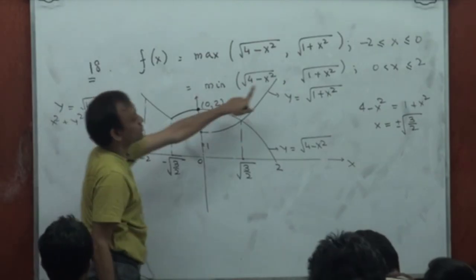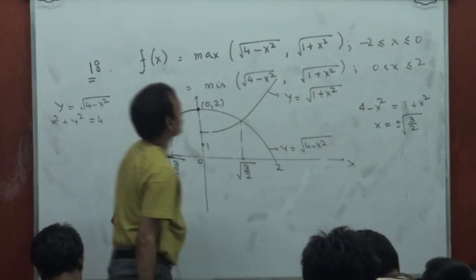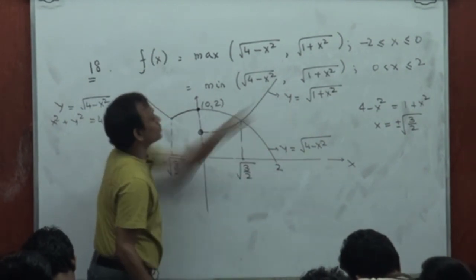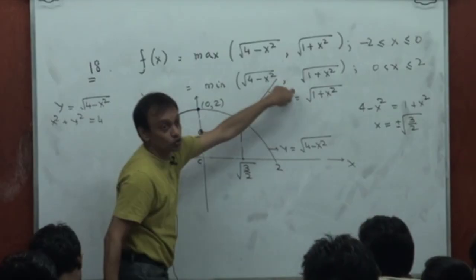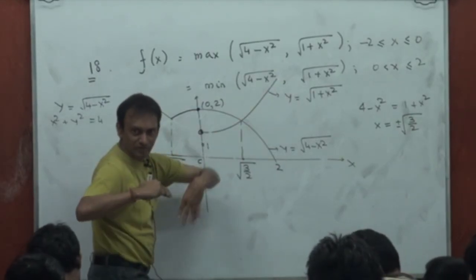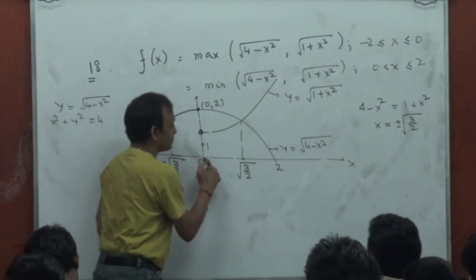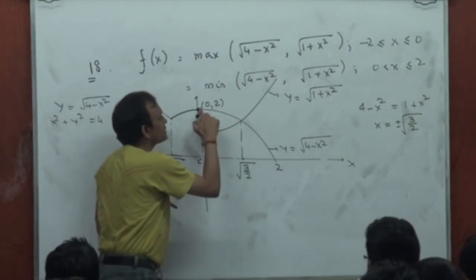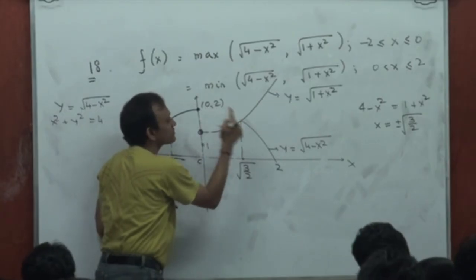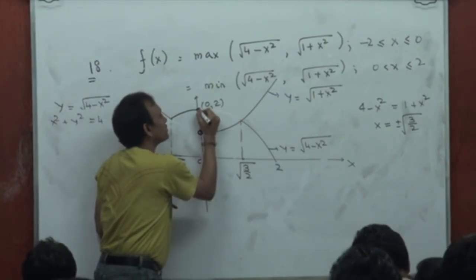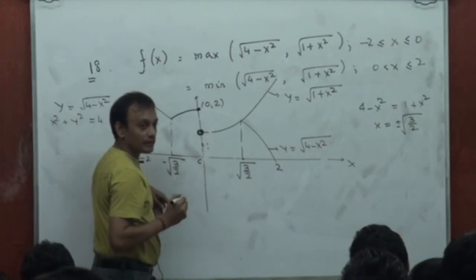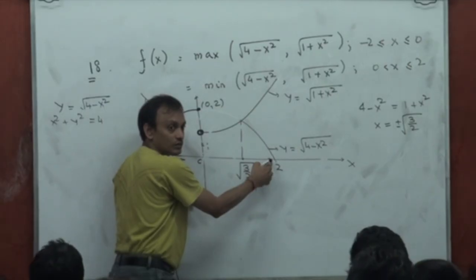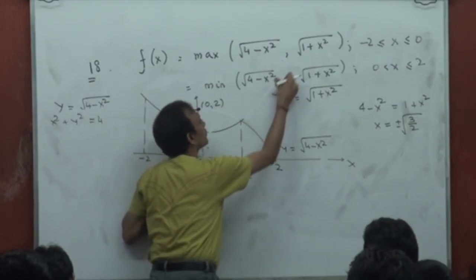Now, from 0 to 2, excluding 0 but including 2, minimum of the two means whichever is lower, the lower graph will prevail. From here to here, the lower part is this. So this will stay put and this will vanish. This is a point on the graph, whereas this is a kink. Right? Then from root 3 by 2 to 2, this is lower. So this will stay and this will go away.